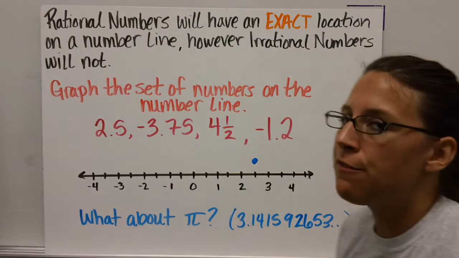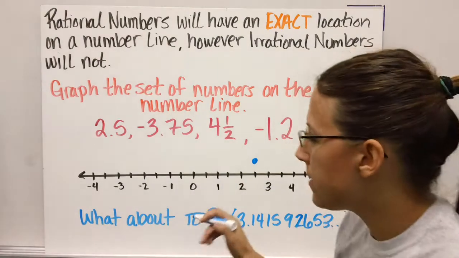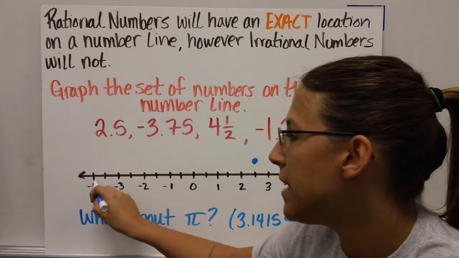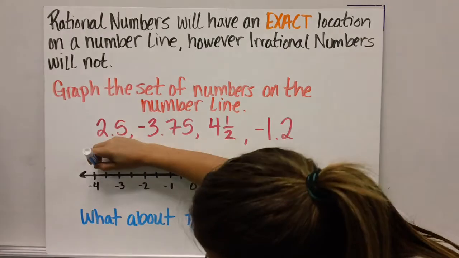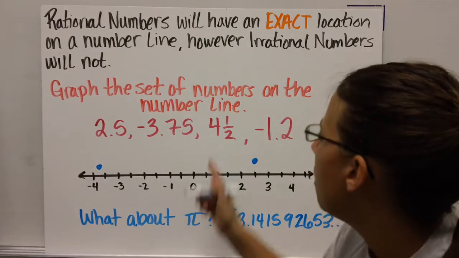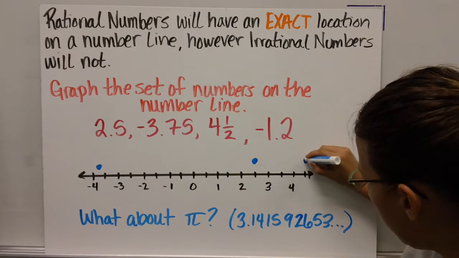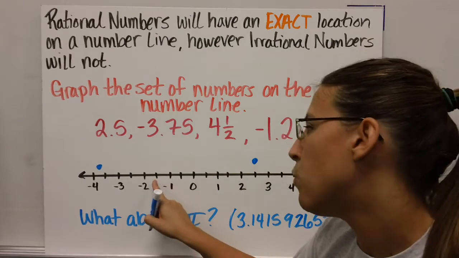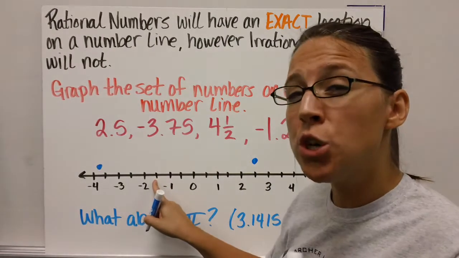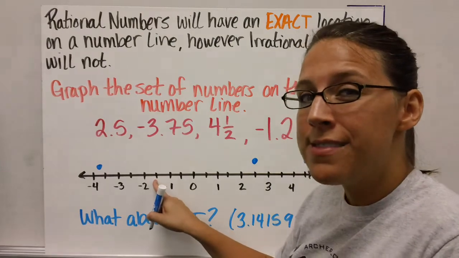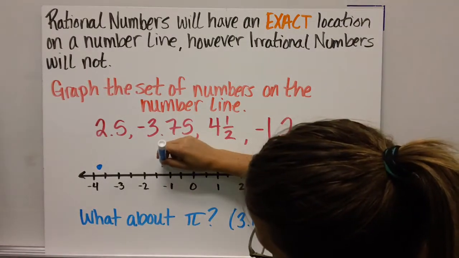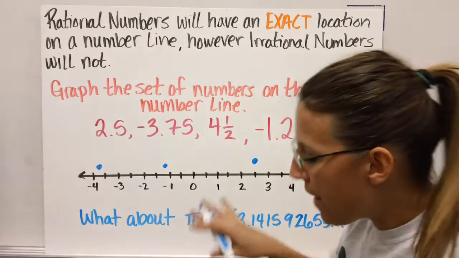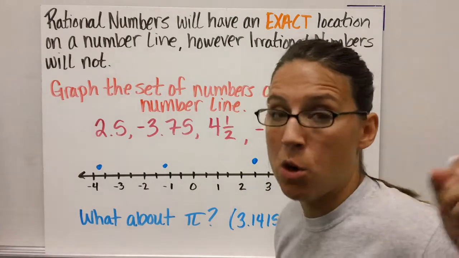Negative 3.75. Well, that's negative 3 and 3/4. So that's going to be between, here's negative 3.5. That's going to be halfway between negative 3.5 and negative 4. So that's going to be right about here. 4.5 is going to be right there. And negative 1.2. Well, here's negative 1. Here's negative 1.5. Negative 1.2 is going to be a little bit closer to negative 1 than negative 1.5. So I'll go halfway, and then I'm going to move a little bit to the right. So I would say that's approximate. If I zoomed in on my number line, I could find that exact point quickly.